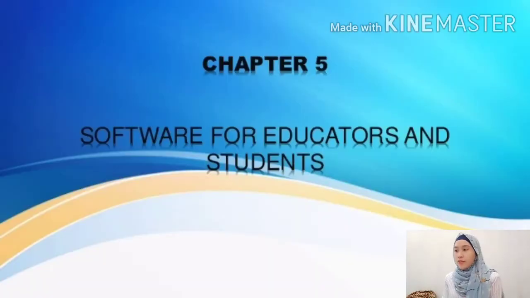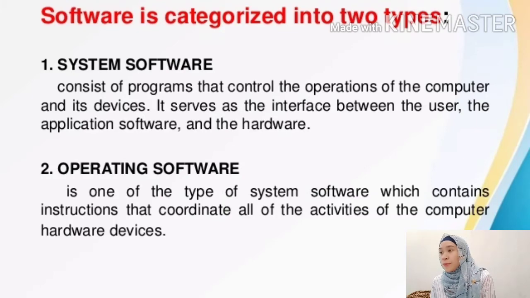So, our next topic is software for educators and students. Okay, so software is categorized in 2 types. Number 1 is the system software. Number 2 is operating software. System software consists of programs that control the operations of the computer and its devices. So it serves as the interface between the user, the application software, and the hardware.